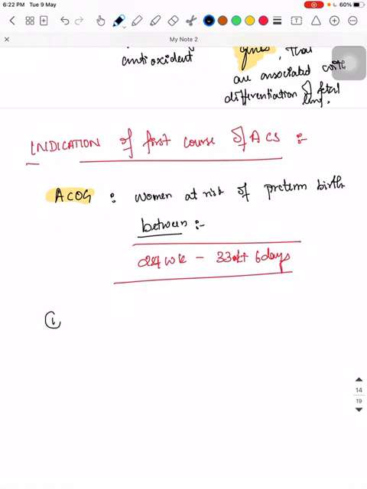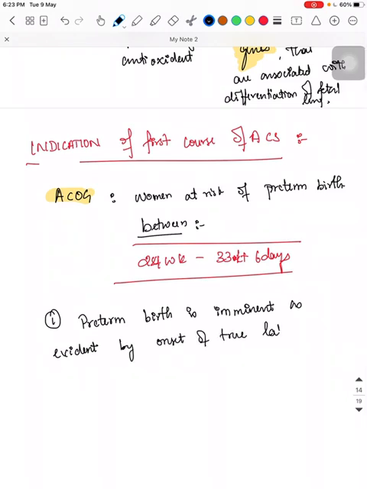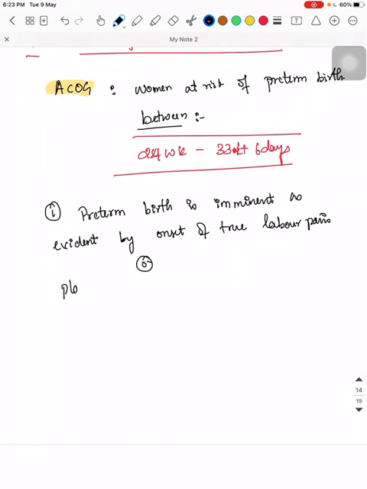First, preterm birth should be imminent, as evident by the onset of true labor pains, or there should be a planned premature termination within 7 days.